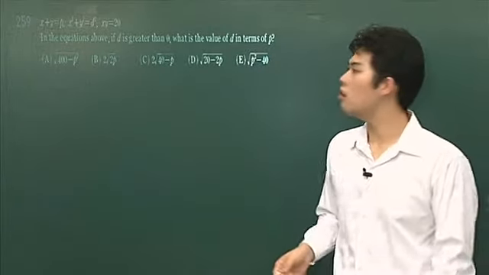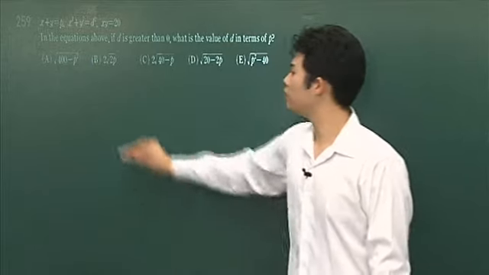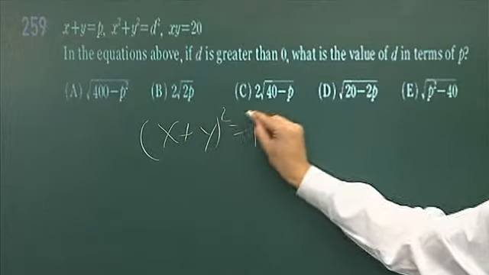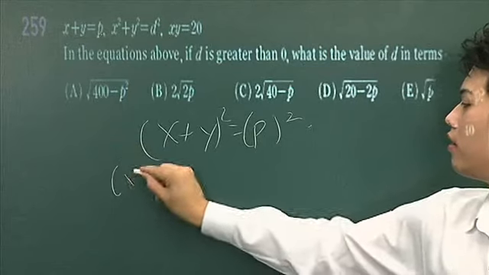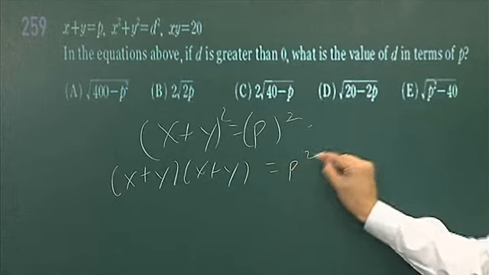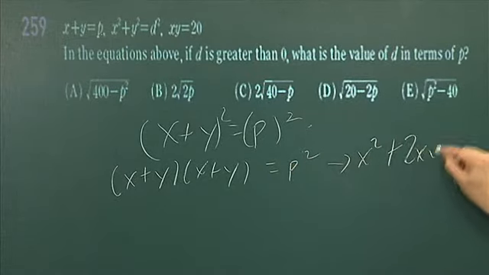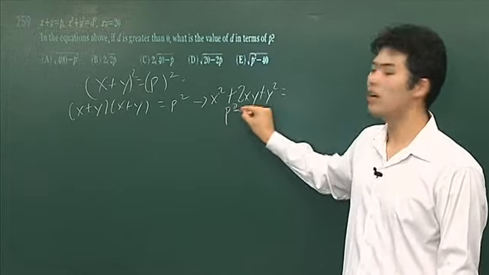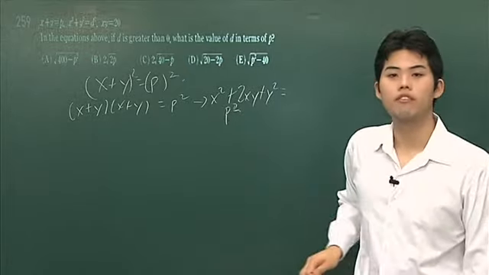So maybe something that will help me is, what if I squared the x plus y equal to p? So why don't I square both sides? That way, I do it, and you'll see I'm going to get x squared, again, I'm simplifying here, equals p squared. But I'm not done yet. Okay? We're going to leave the p squared here for now.